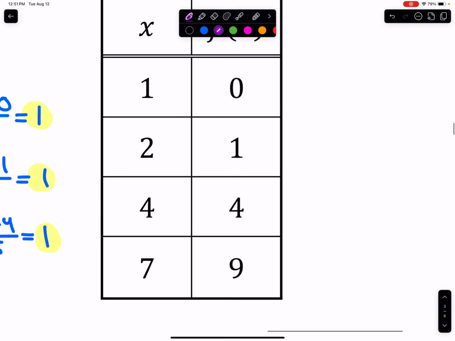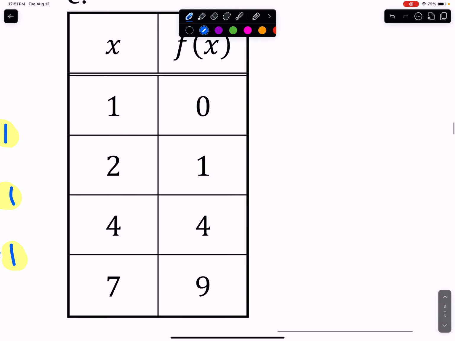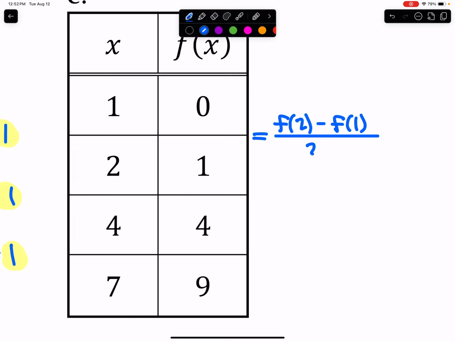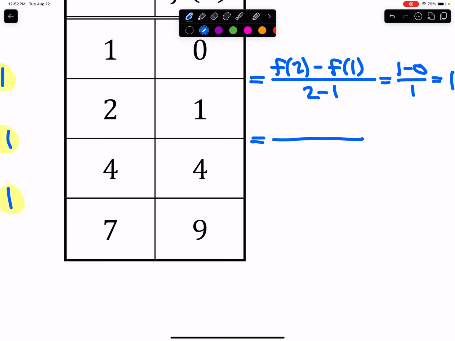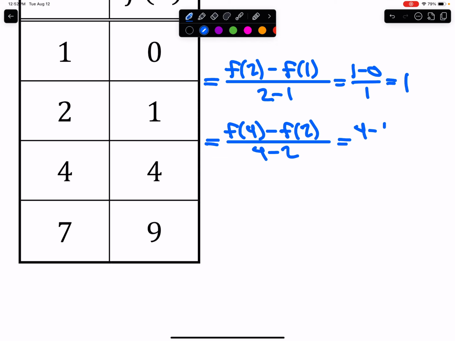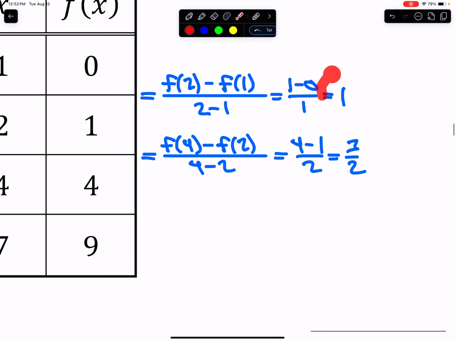Alrighty, and last but not least, now I'm using f in this one, so make sure I use the correct letter. So f of 2 minus f of 1 over 2 minus 1. So we're going to have 1 minus 0 over 1, which is 1. Next, we're going to have f of 4 minus f of 2 over 4 minus 2. So this is going to translate into 4 minus 1 over 2, which is 3 halves. So far we have 1 and 3 halves, so it's not linear.